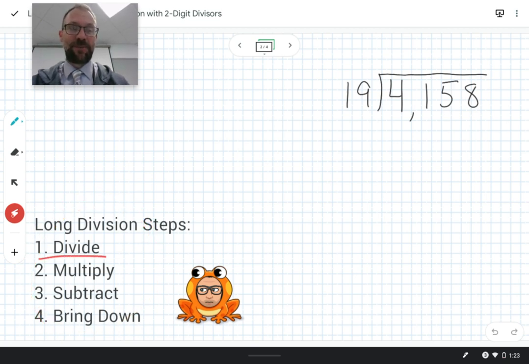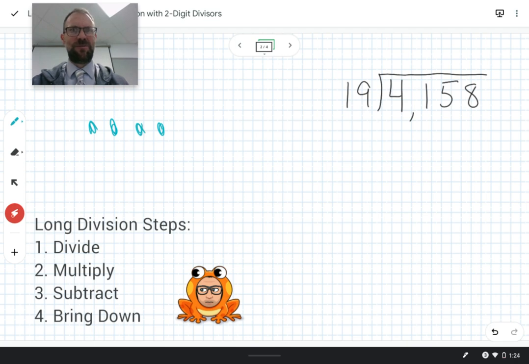These same 4 steps, divide, multiply, subtract, and bring down, remain in place, and we're going to continue to follow them. Let's get started with this first of 2 practice problems. All right, first step, we must divide. How many groups of 19 can we make from 4? Wait a second. How many groups of 19 can I make from 4? If I have 4 jelly beans, how many groups of 19 can I make?